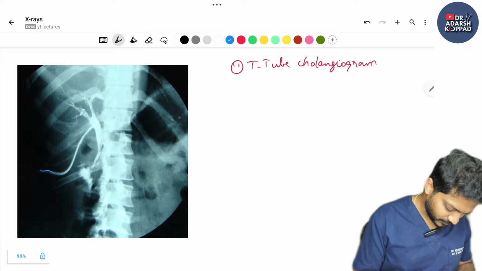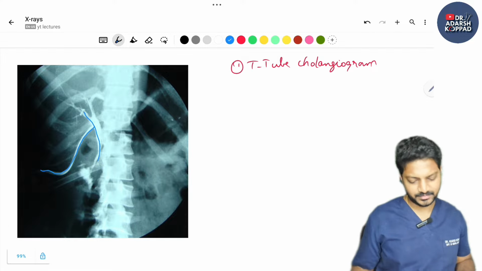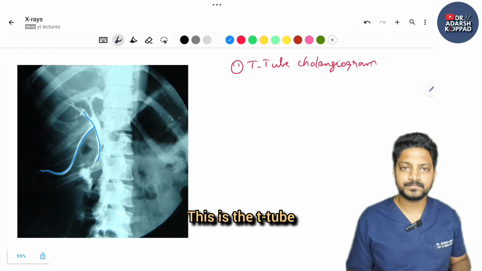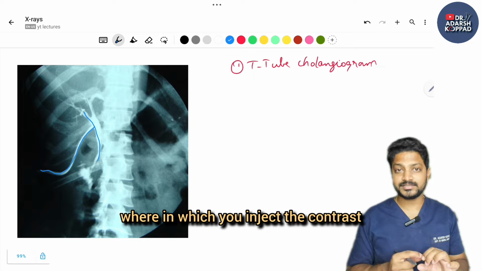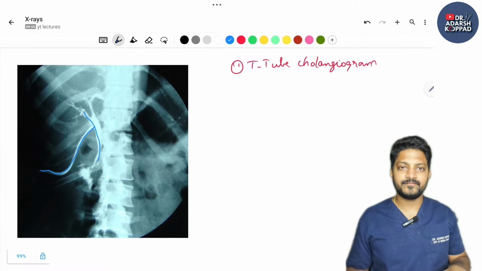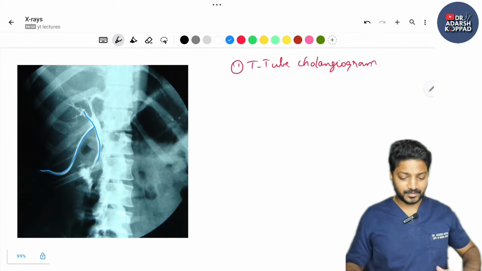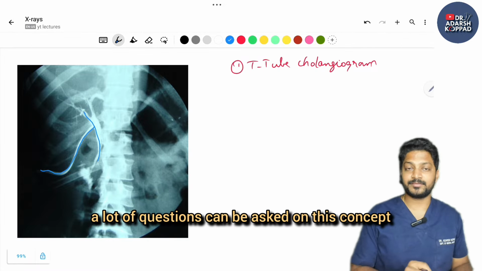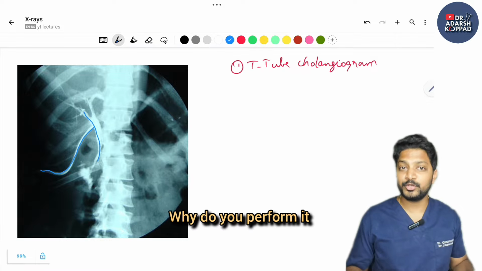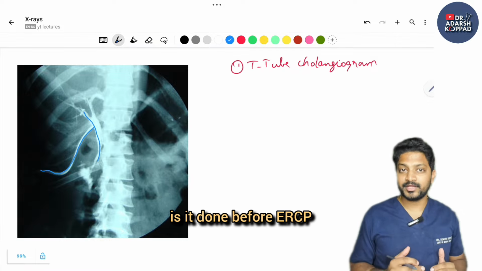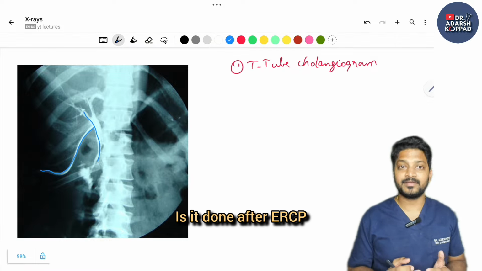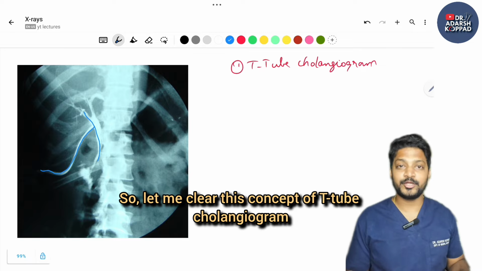Let me show you again. You see this? This is the T-tube in which you inject the contrast and take an X-ray, which will show you the image of the biliary tree. A lot of questions can be asked on this concept. When do you perform it? Why do you perform it? Is it done before ERCP? Is it done after ERCP? So let me clear this concept of T-tube cholangiogram.